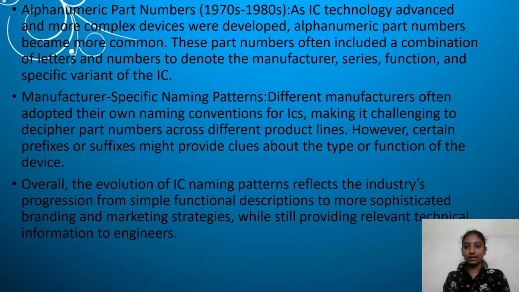Alphanumeric part numbers. As IC technology advanced and more complex devices were developed, alphanumeric part numbers became more common. These part numbers often include a combination of a series, function, and specific variant of the IC. Manufacturer-specific naming patterns. Different manufacturers often adopted their own naming conventions for ICs, making it challenging to compare part numbers across different product lines. Overall, the evolution of IC naming patterns reflects the industry's progression from simple functional descriptions to more sophisticated branding and marketing strategies, while still providing relevant technical information to the engineers.